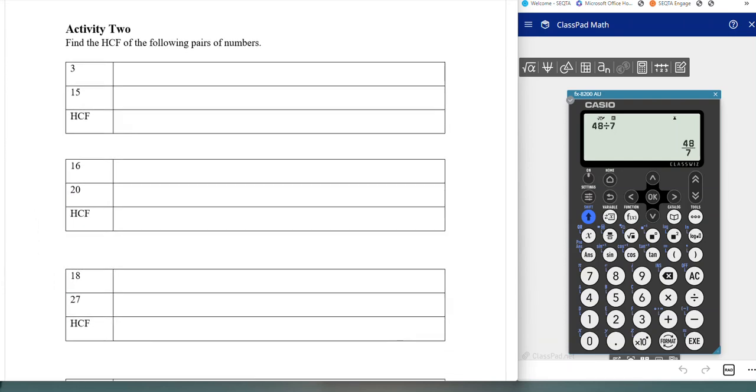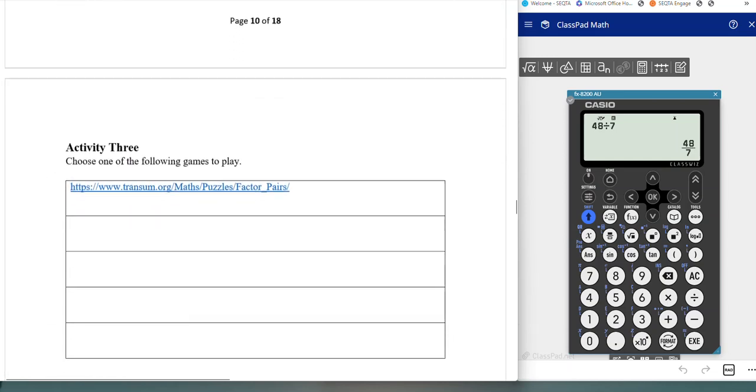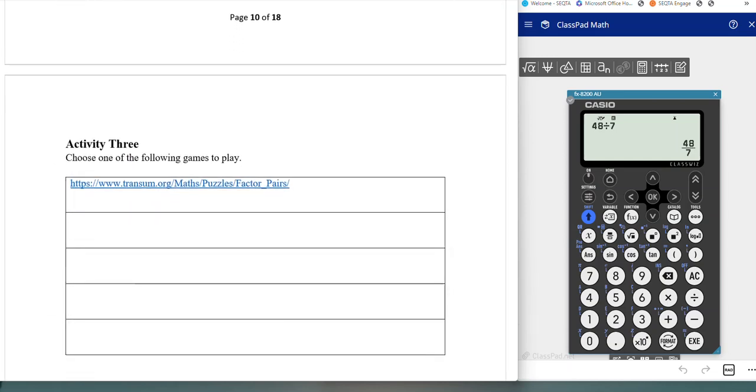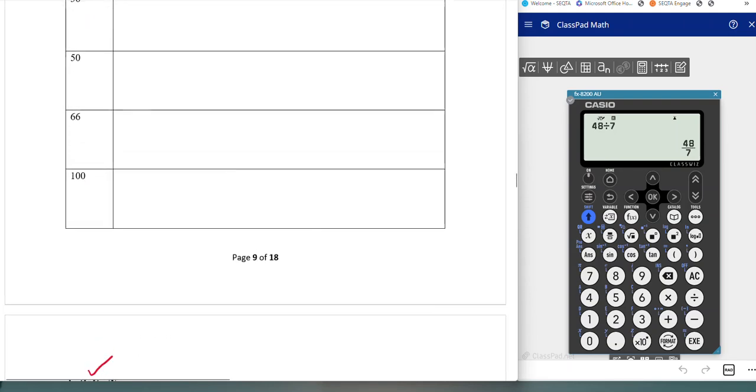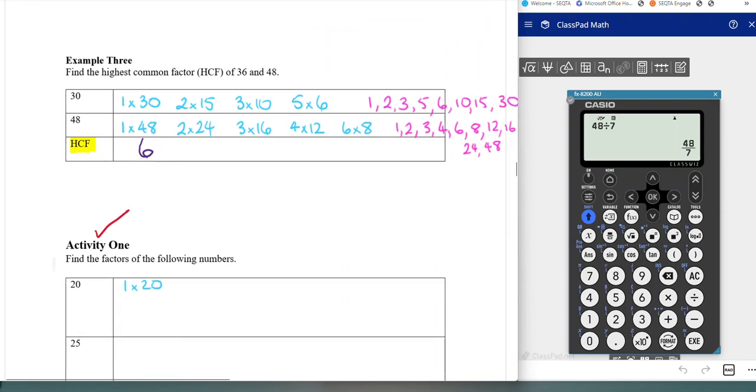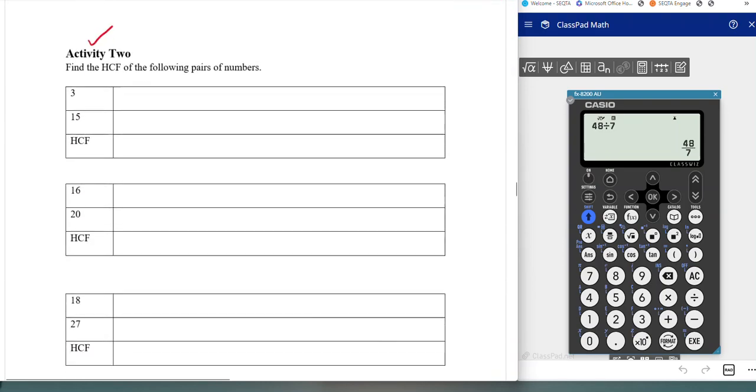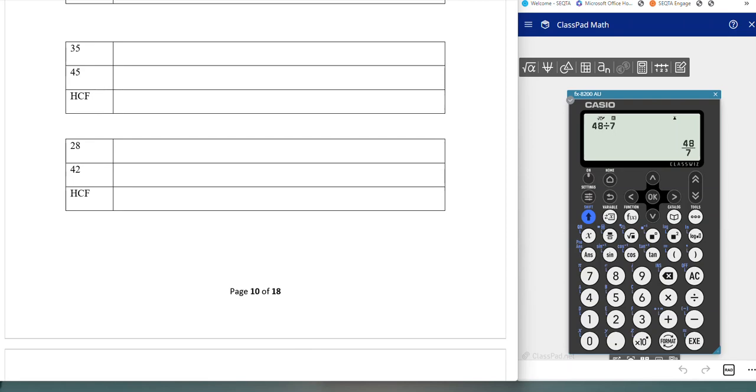And then activity number 2, which is super important, so put a tick on that, we're doing that. You are finding the factor list for both of those so that you can find the highest common factor. So activity 1 and activity 2, there is an activity 3, but it's just to play a game if you have time. But I want activity 1 and 2 done. Does that make sense? But if you don't get it finished today, that is okay, because we will have time at the end of the week to finish things off, okay? All right. So working on things up to page 10 is the goal.